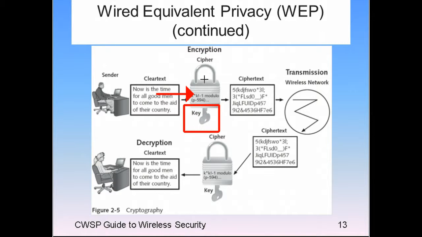So when we go through the algorithm, we come out with, I should go back to my arrow here. We're going to go into the ciphertext, the ciphertext being the gibberish, and then it goes onto the wireless. We go down here, we have ciphertext, we go into the cipher, which is going to be the same algorithm, same key, and once we decrypt it, we have the clear text at the other end of the system.